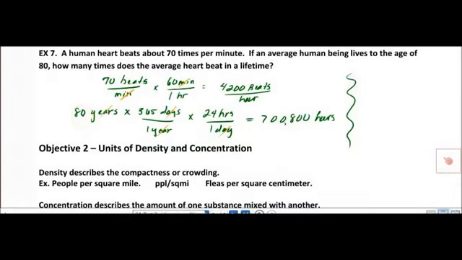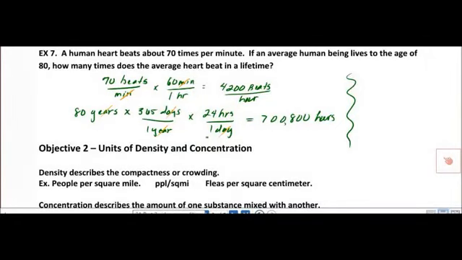I live to be 80 years old, I wanted to change how many years I would live to how many hours that represents. So I started with 80 years times 365 days in a year, canceling out my years, times 24 hours in 1 day, canceling out my days, and that tells me if I live to be 80 years old, I will have lived 700,800 hours. That number's kind of hard to say, isn't it?